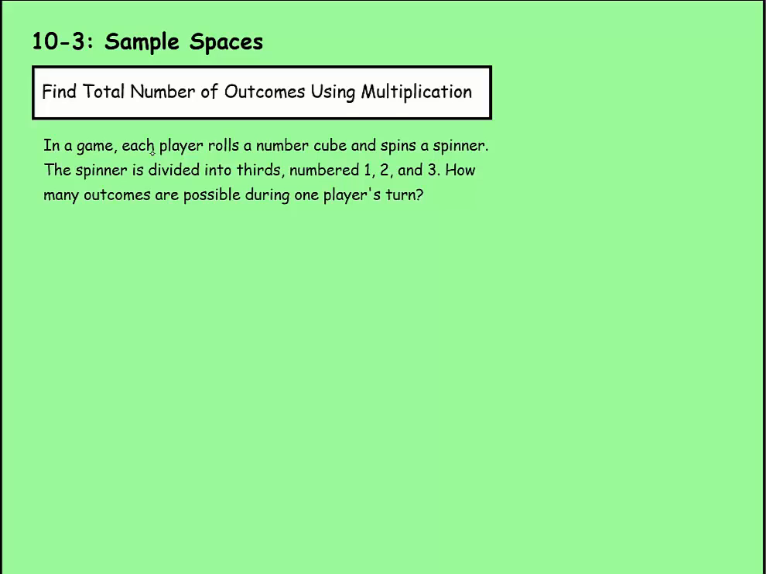It says, in a game, each player rolls a number cube and spins a spinner. The spinner is divided into thirds, numbered 1, 2, and 3. How many outcomes are possible during one player's turn? So let's focus on each separate event. We have rolling a number cube, and we have spinning the spinner. For the number cube, there are 6 possible outcomes, 1, 2, 3, 4, 5, or 6. For the spinner, there are 3 total outcomes, 1, 2, or 3. So by using the fundamental counting principle, we can multiply those and save us time and get an answer of 18 outcomes.